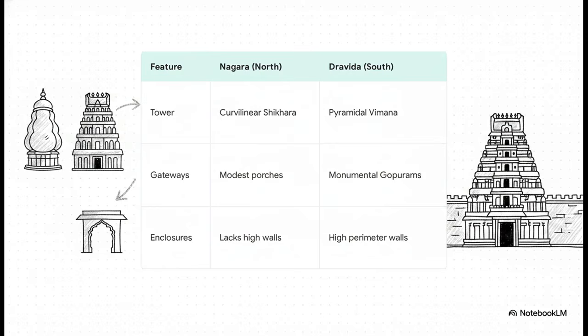And listen, marks are awarded strictly for contrasting the curvilinear shikara of the Nagara style with the stepped pyramidal vimana of the Dravida style. Notice the gateways too: modest porches in the north versus the monumental, multi-storied gopurams in the south. Please do not use words like tall roof or big door. You must use shikara, vimana, and gopuram.